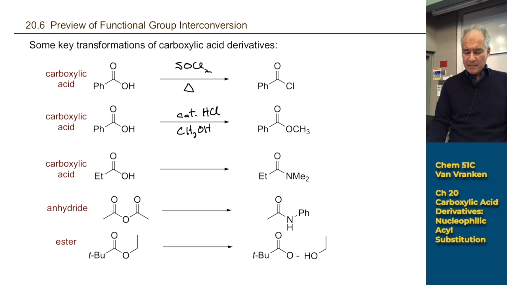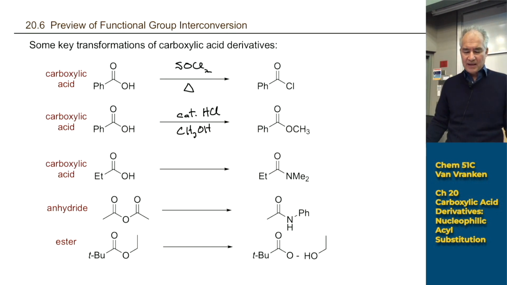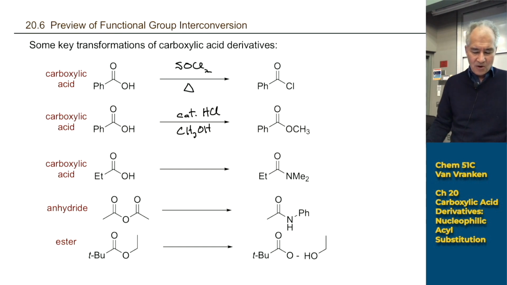And then if you want to make a methyl ester, you use methanol as the solvent. If you want to make ethyl esters, you use ethanol as the solvent. But you need the alcohol to be present in big time excess as a solvent.